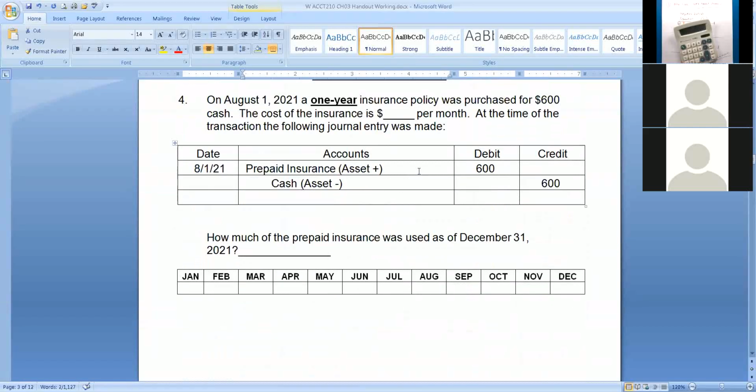Okay, let's go to page 4. It will be quiet. What do you guys think about this one? See if you can figure it out. Nothing's figured out for you. You have to do it all on your own.